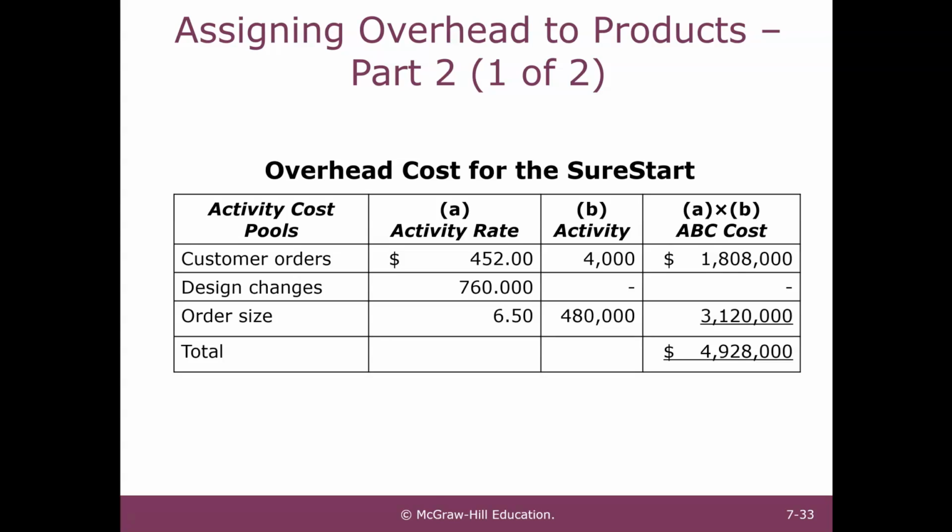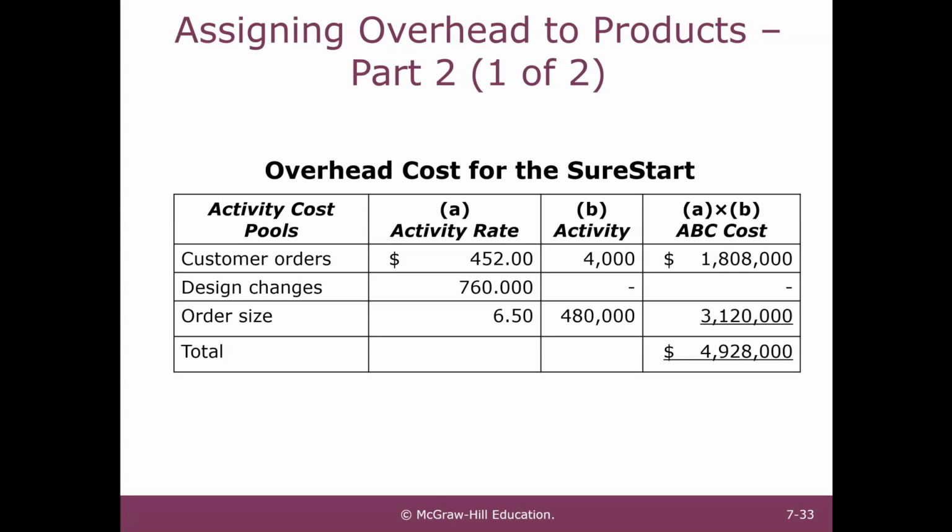They have 4,000 customer orders at a rate of $452 per order. That cost for customer orders for Sure Start is $1,808,000. Design changes are $760 per design change, but the Sure Start does not have any. The order size is 480,000 Sure Start batteries at $6.50, which is $3,120,000.